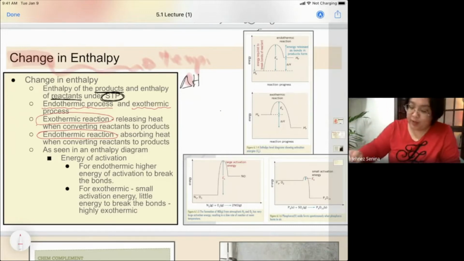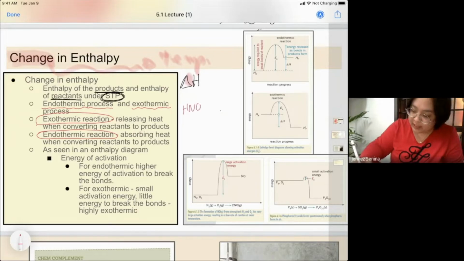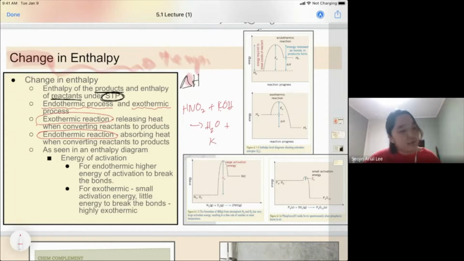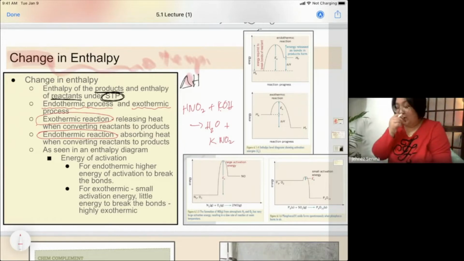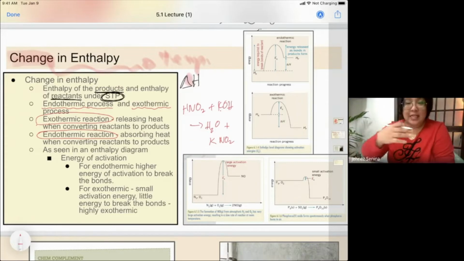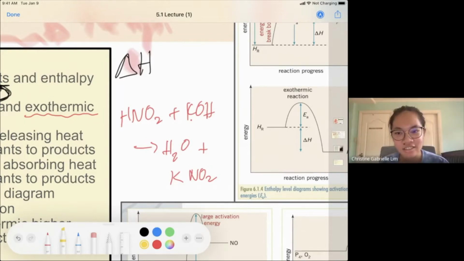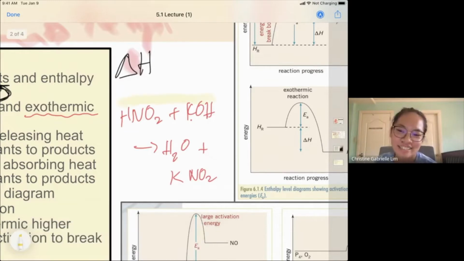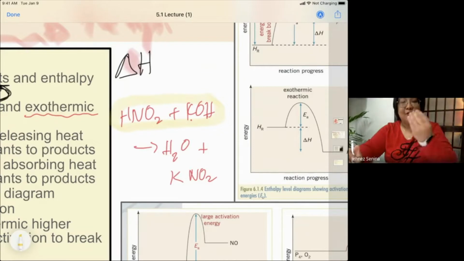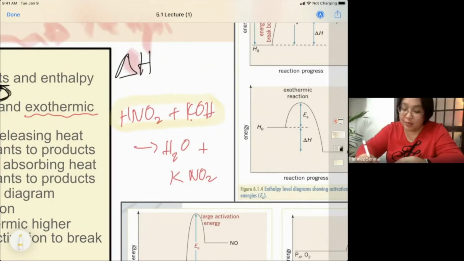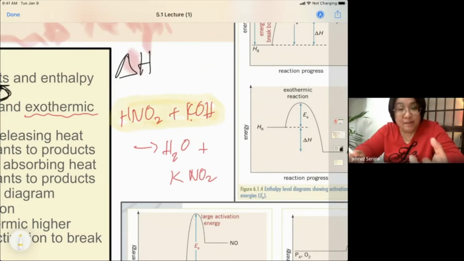Okay, for example, nitrous acid plus KOH produces water and KNO2, potassium nitrite. Okay. So in this chemical reaction, do I have an endothermic process? Am I breaking bonds? Yes. Which way? Reactants or product side? Reactant. Here. So in this chemical reaction, there's an endothermic process. Why, miss? For this chemical reaction to occur, I need to break those bonds here in my reactants first, correct? So it's an endothermic process.